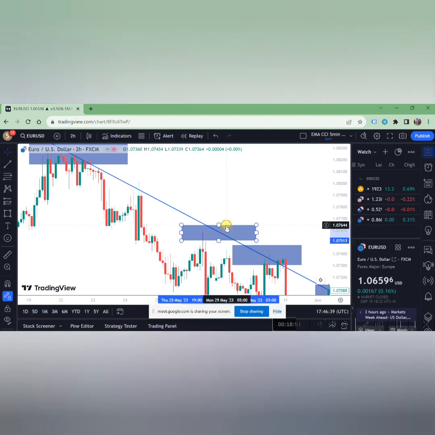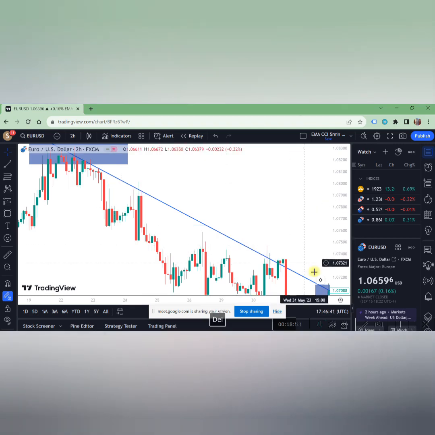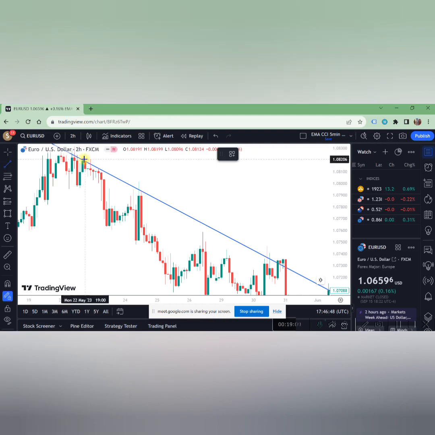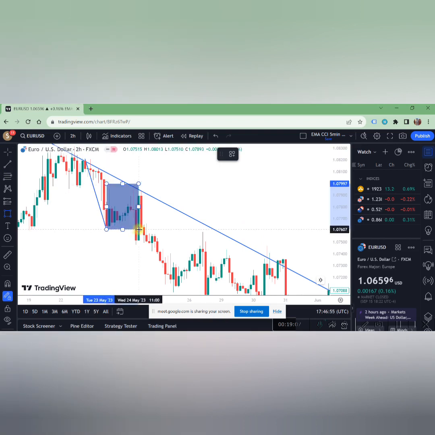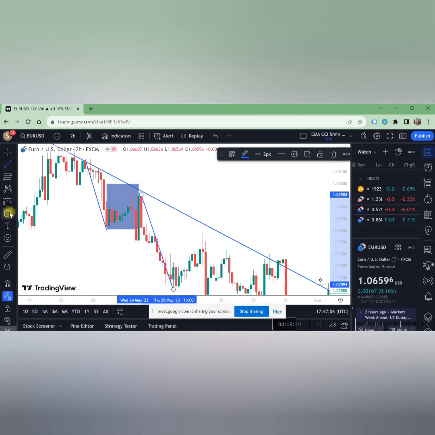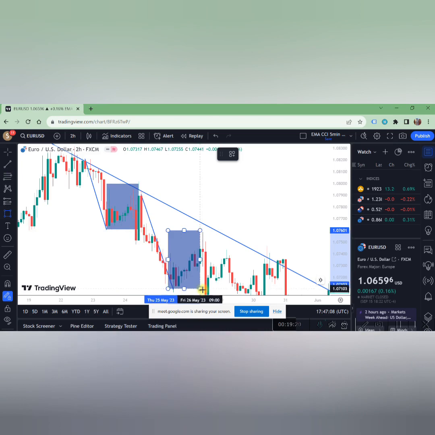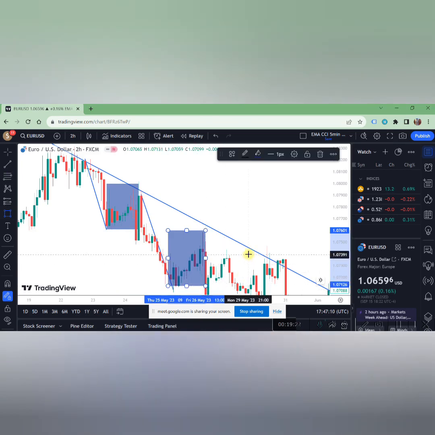Let me remove all these zones. I think I'm done explaining with them. Now this is one here. This market made it down like this, and then it gave us this zone, this entire area here, to prepare us for the next down movement. And after that, it came down again and gave us a new one again. This is a new zone preparing us for the next move down.